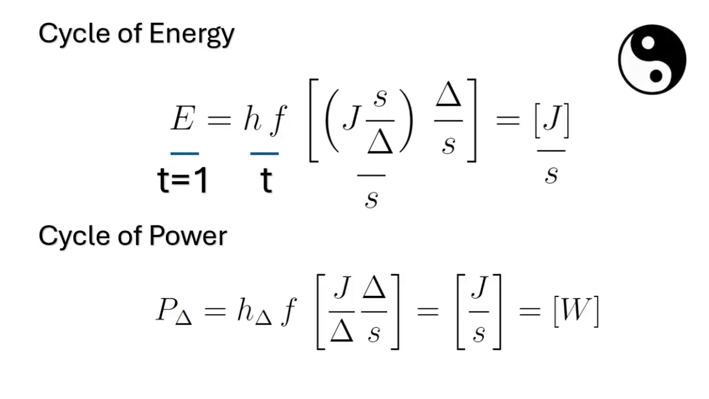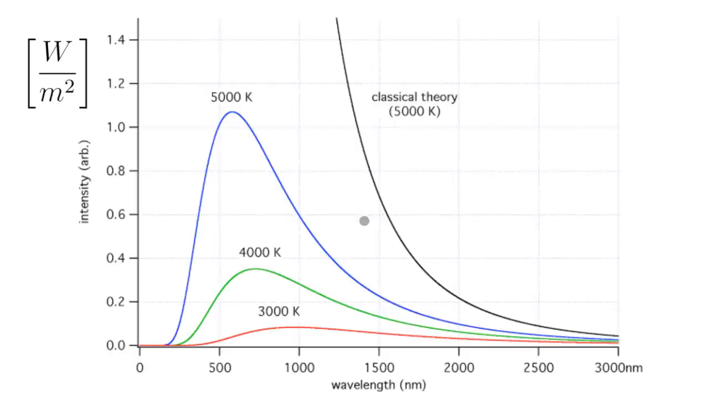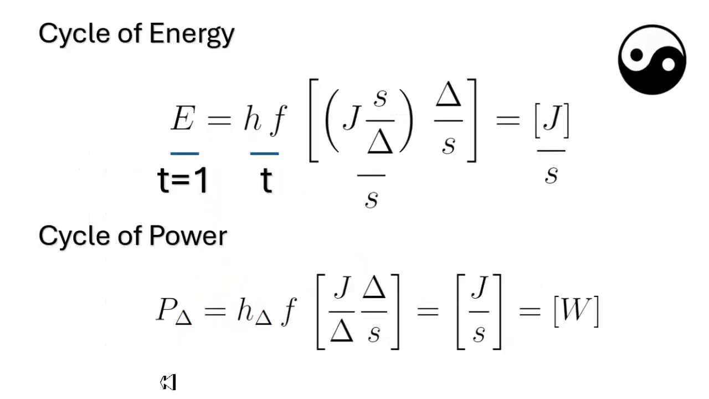And as I said in the previous video, the reason I'm doing this is because the original black body experiments were done in terms of power. They were plotted in terms of wavelength per intensity, or sometimes they do frequency per intensity, and intensity has units watts per meter squared.